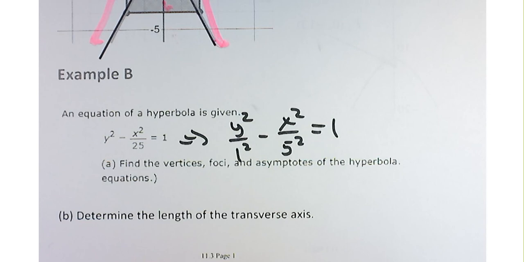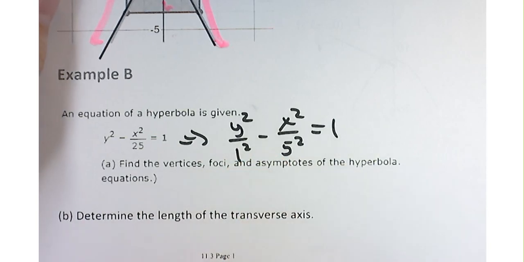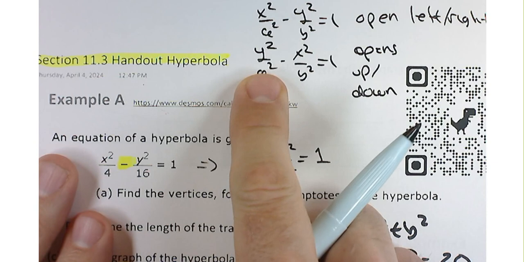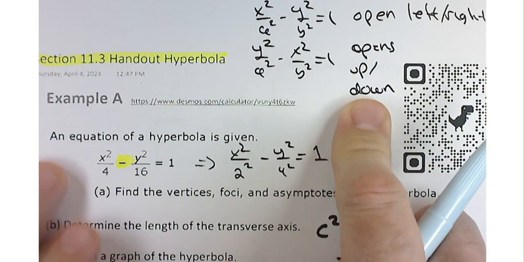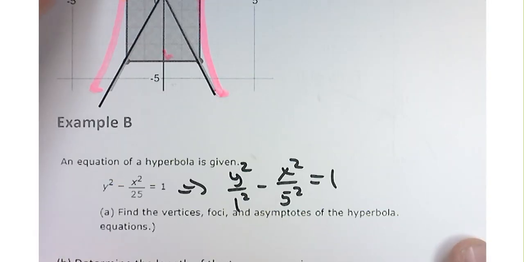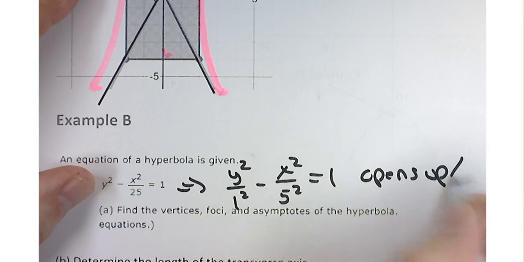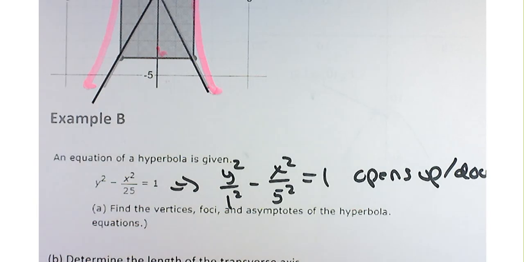And Dane, which way is this going to open? Up and down or left and right? Left or right? So if the y squared term is the positive one, it doesn't have to be out front, it just has to be positive, then it's going to open up and down. Thank you. All right, so this one's going to open up and down. Let's see if we can find the coordinates of the foci.